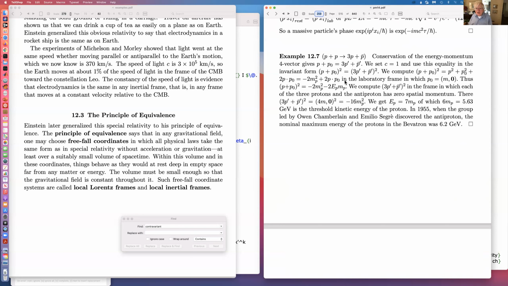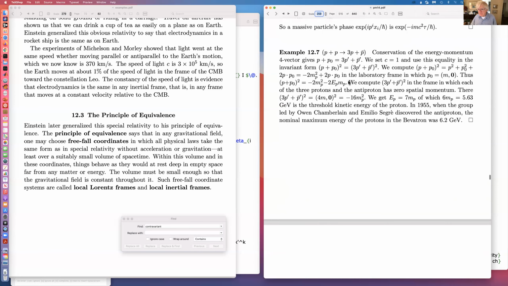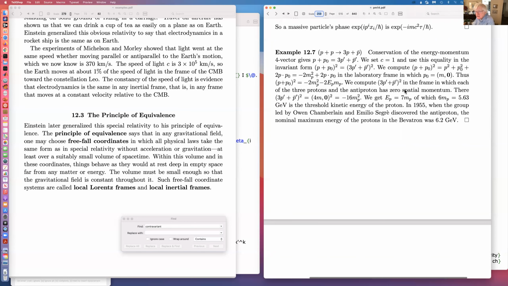Well, P squared is minus the mass of the proton squared. P0 squared is minus the mass of the proton squared. So you just have 2 P dot P0. But P0 is just, because it's at rest, it's M0. And so this is altogether minus 2 M proton squared minus 2 E proton M proton. Now, if you compute this in the frame in which each of the 3 protons and the antiproton has 0 spatial momentum. So that's the threshold process.